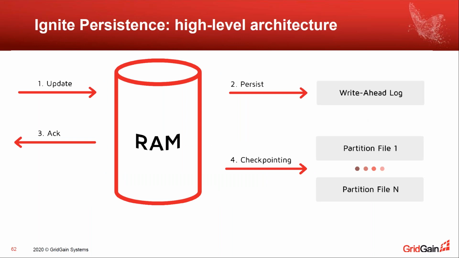On the architectural level, Ignite persistence is implemented with the classical checkpointing algorithm and write-ahead log. So when we perform an update, first of all, it's stored in RAM, and it's instantly, in a synchronous way, persisted with the write-ahead log. And after it went to the write-ahead log, you receive an acknowledgement that your update is processed and will not be lost.